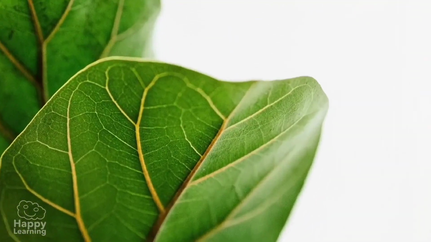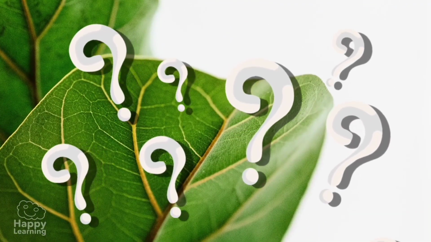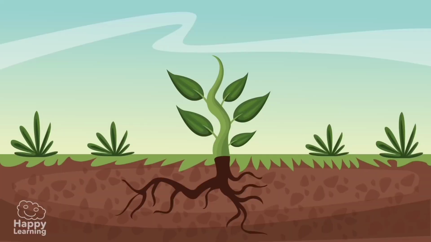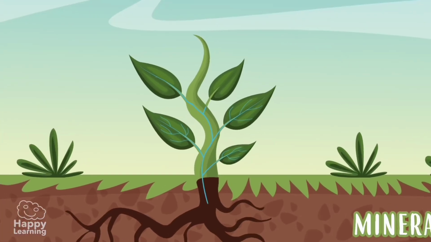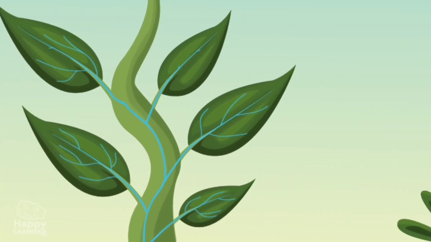But how does photosynthesis take place? Look at this plant. As you can see, its roots are anchored to the ground. And through them, the plant absorbs water and minerals in the soil. Water with minerals is transported up the stem, reaching the leaves.